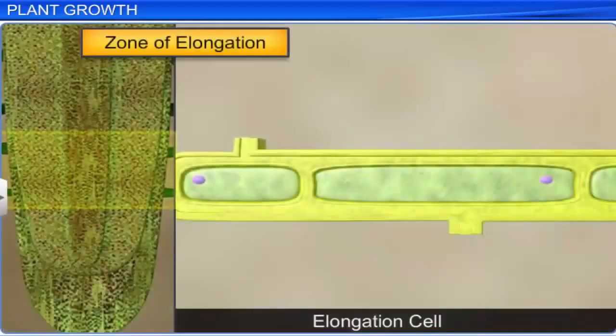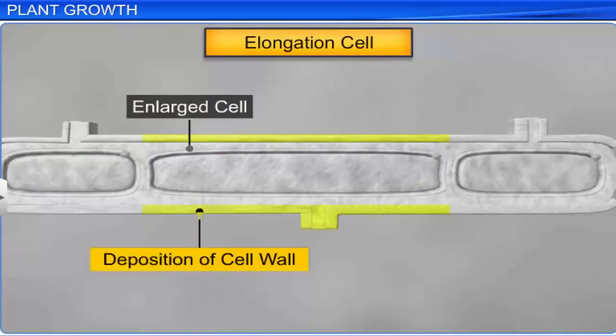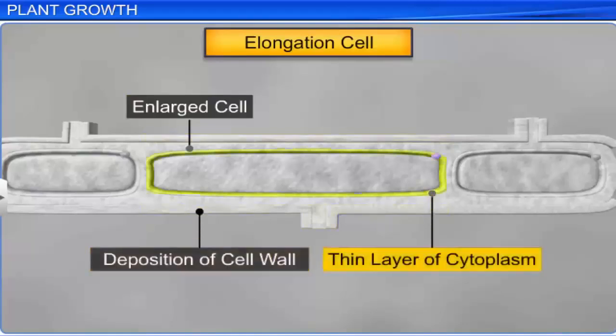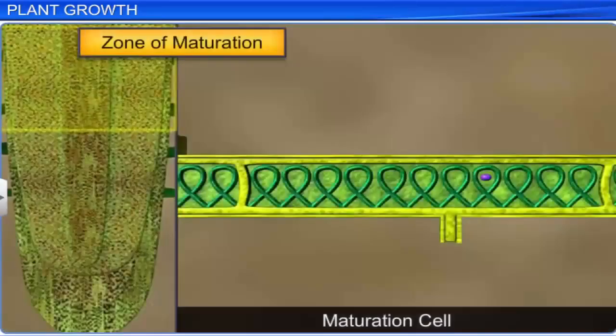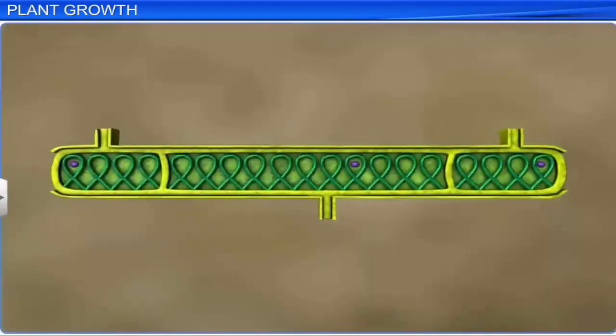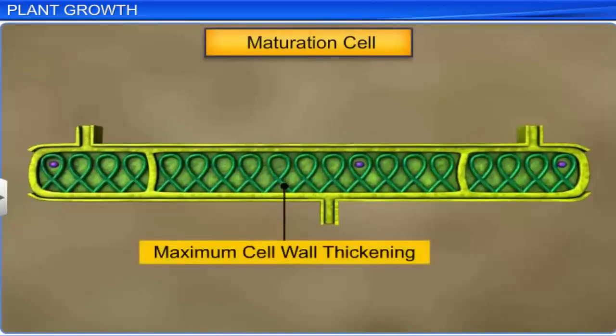The zone of elongation lies next to meristematic tissues. These cells are characterized by enlarged cells, deposition of a new cell wall, a thin cytoplasmic layer, a large vacuole, and a nucleus. Maturation growth is seen in the cells next to elongation tissues. These cells are characterized by mature cells that have reached maximum size in terms of cell wall thickening and protoplasm.